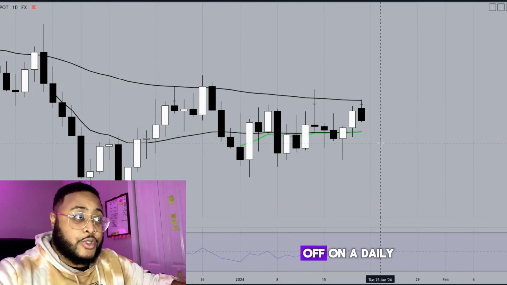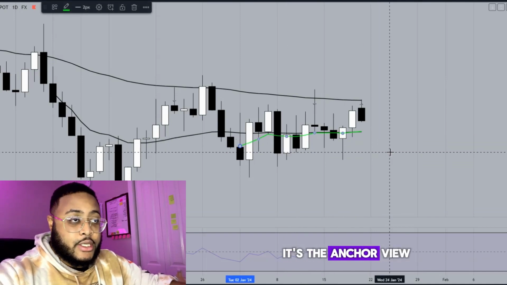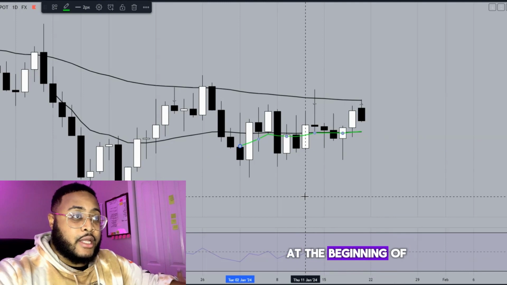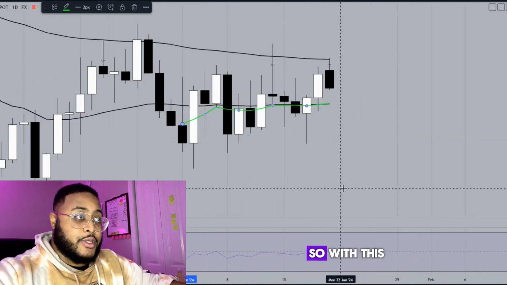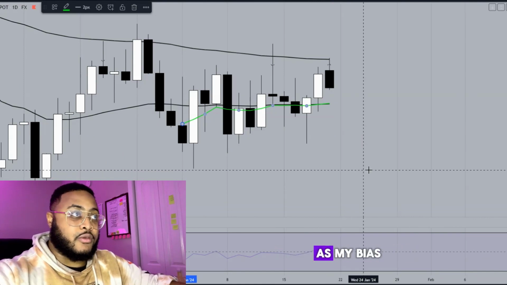So we're going to start off on the daily time frame. I'm starting off with this green line. It's the anchor VWAP that I have set at the beginning of this month. With this, I'm actually using this as my bias. I'm using how price action is moving as my bias.